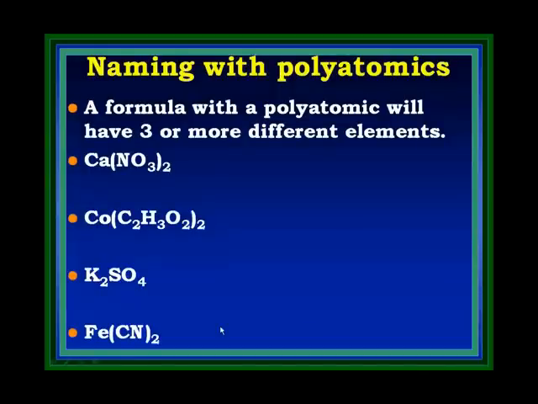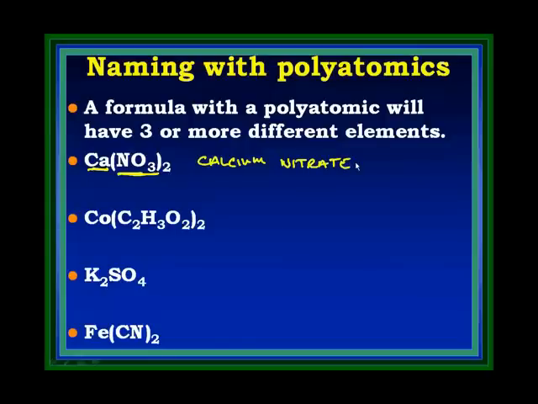Okay, so naming with polyatomic ions. This is where the golden sheet comes in handy. We look first at Ca(NO3)2, with NO3 inside parentheses and then a 2. We look first here at Ca. Is that a transition metal? Nope. It's just calcium, so I don't need a Roman numeral. And then I just look and find this group on my golden sheet. Nitrate. Calcium nitrate. That's its name.